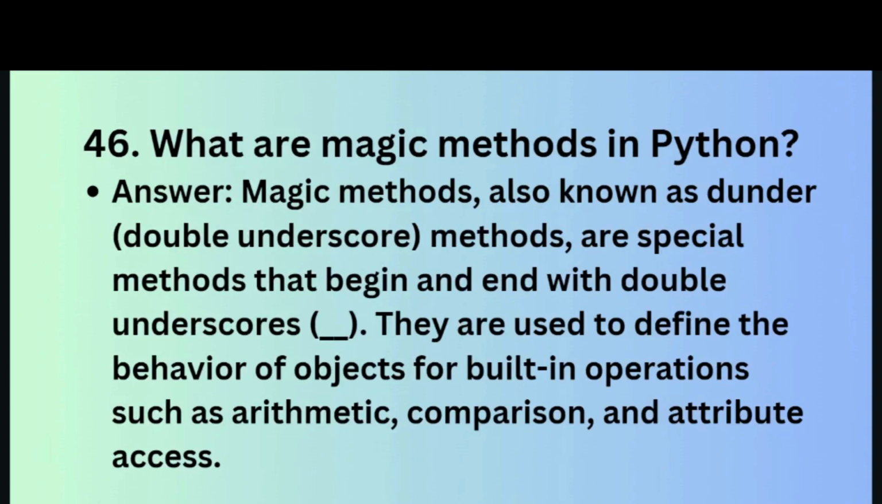What are magic methods in Python? Magic methods, also known as dunder (double underscore) methods, are special methods that begin and end with double underscores. They are used to define the behavior of objects for built-in operations such as arithmetic, comparison, and attribute access. Let's see what those magic methods are.